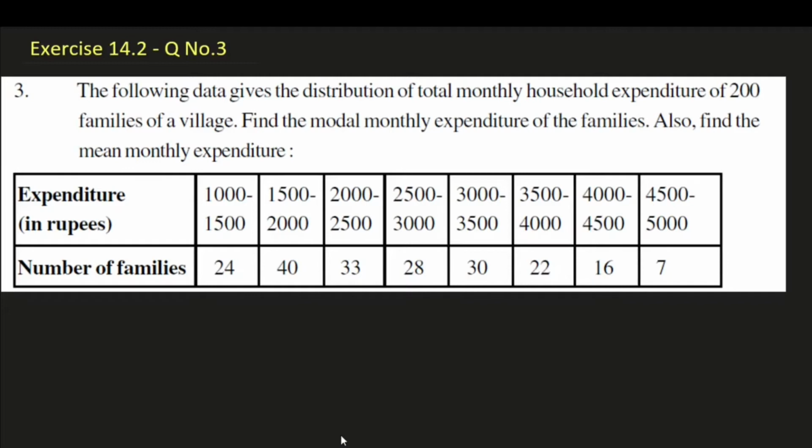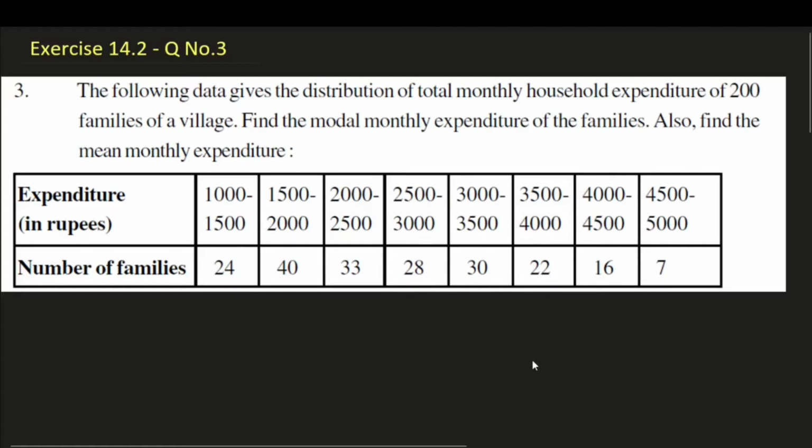Now let us see question number 3 of exercise 14.2. The question is, the following data gives the distribution of total monthly household expenditure of 200 families of a village. Find the modal monthly expenditure of the families. Also find the mean monthly expenditure. So we have to find the mode and also the mean. Here the data is given, expenditure in rupees as class intervals and number of families, that is frequency, is given here. First let us find mode.